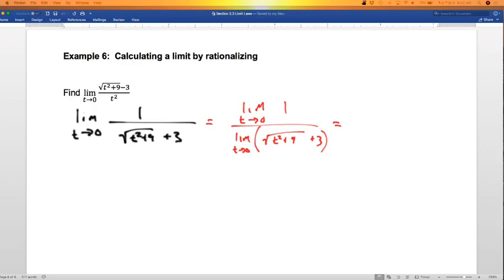Okay, and we know that the limit of the top is just 1. That's law 7. We can split the bottom into the limit of the individual pieces. And the limit of 3 is just 3. So I'm combining law 1 and law 7. Law 1 let me split the sum, and law 7 said that the limit of 3 is 3.